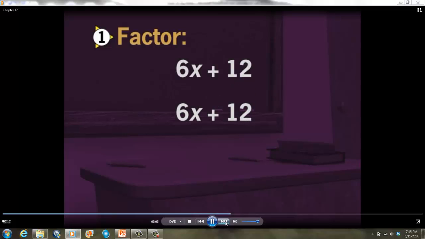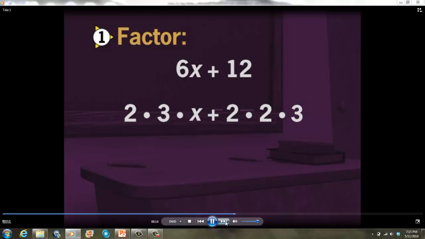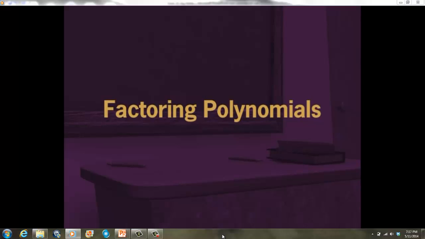Begin by factoring each term. 6x is 2 times 3 times x. And 12 is 2 times 2 times 3. The greatest common factor is 2 times 3, or 6. Use the distributive property. The answer is 6 times the quantity x plus 2. You're doing great with these polynomials.